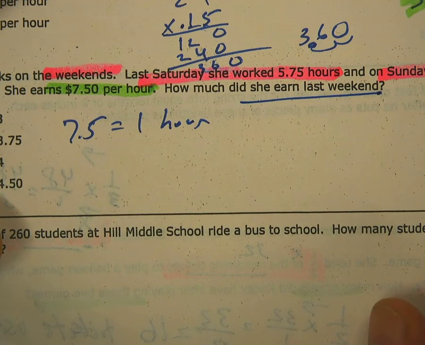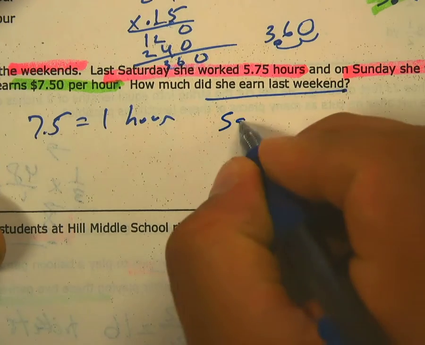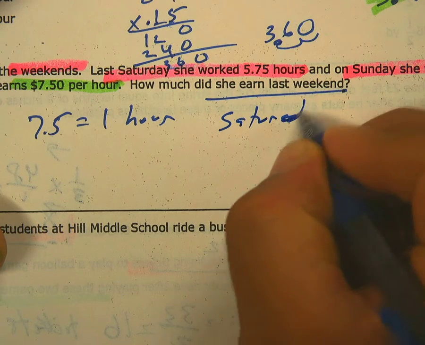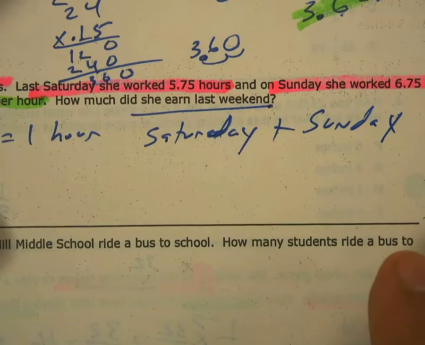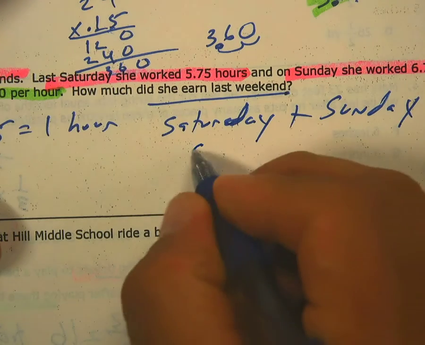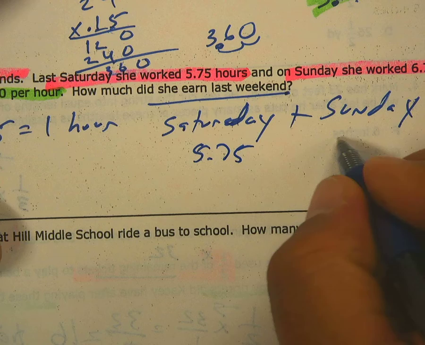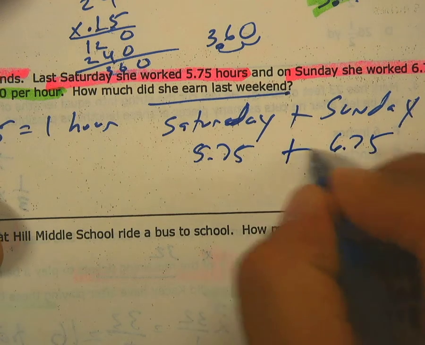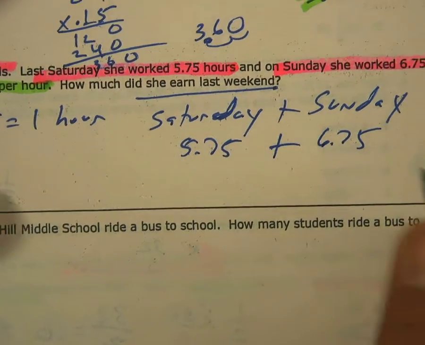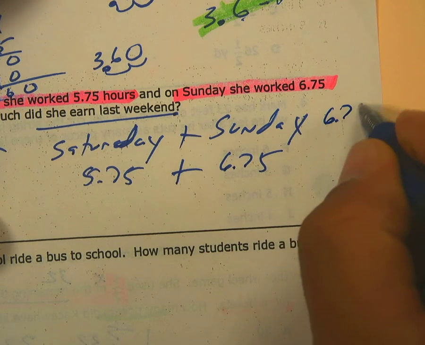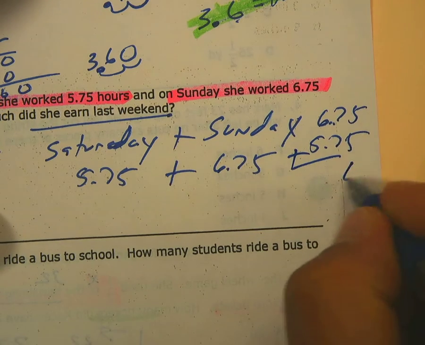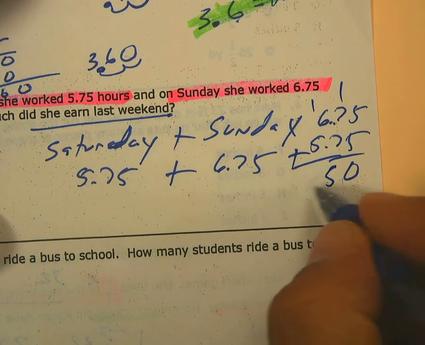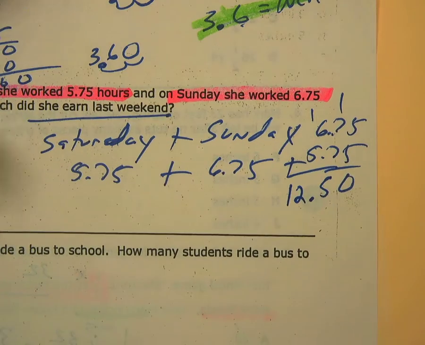Well, for the weekend she worked Saturday and Sunday. So Saturday plus Sunday will give you how much she worked on the weekend. On Saturday she worked 5.75, and on Sunday she worked 6.75. So you add those 2 together. Let's line them up, 6.75 plus 5.75. That'll give you 12.50. So that's how many hours she worked.